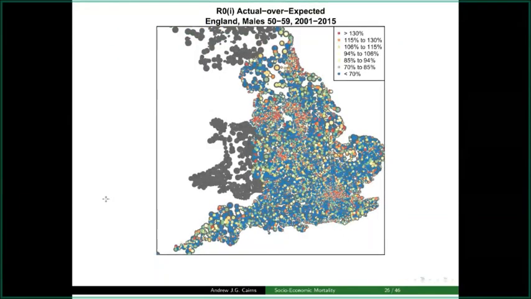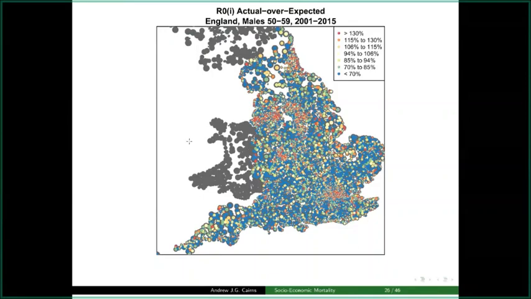Now, this chart here is looking at the actual over expected, but it's without having modeled any socioeconomic effects. So what you can really see here is that it really is a complete mess. You can maybe just about see some hot spots in terms of more reds in certain areas, London and some of the bigger cities in the north of England.